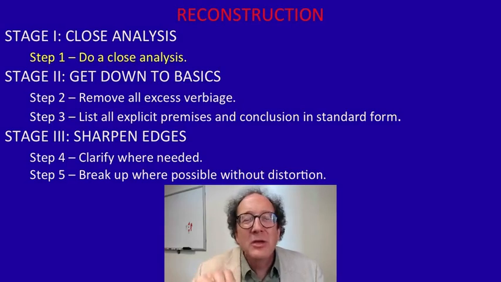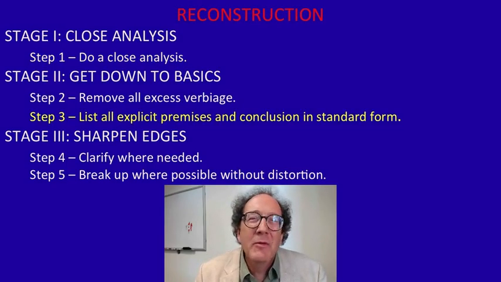And so now we can do step 3. We can put the argument in standard form. We put the premises above the line, and we put a dot pyramid and then the conclusion below the line, and we've got the argument in standard form, which completes stage 2 of the reconstruction project.